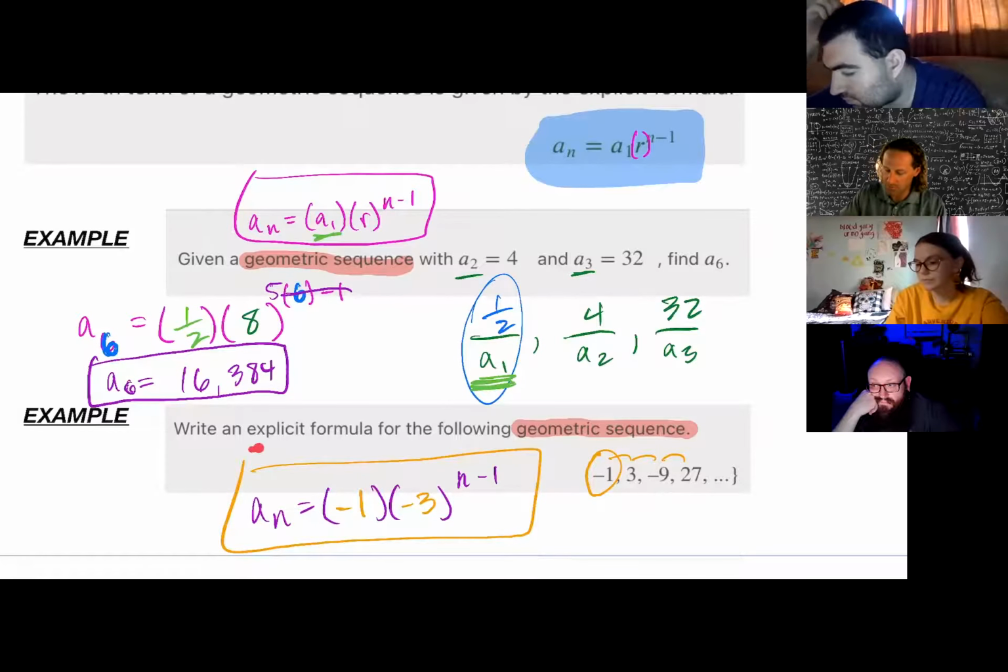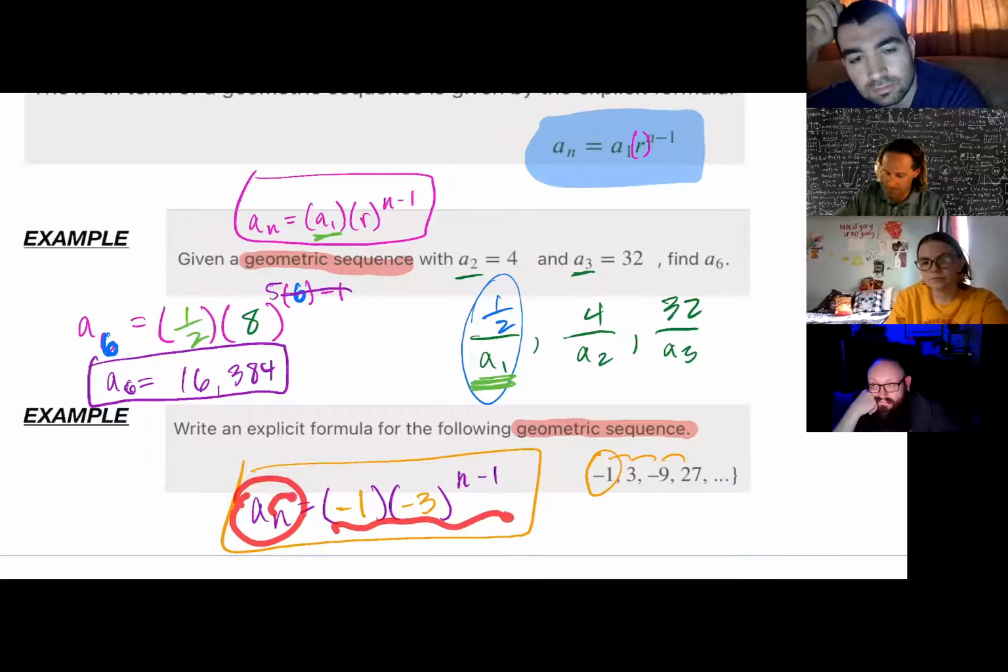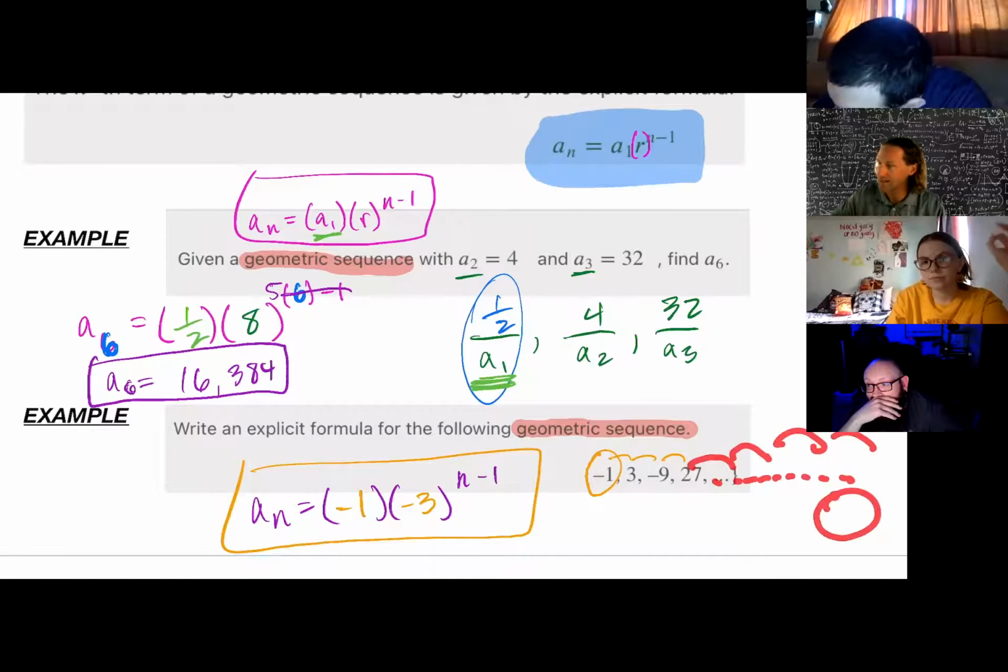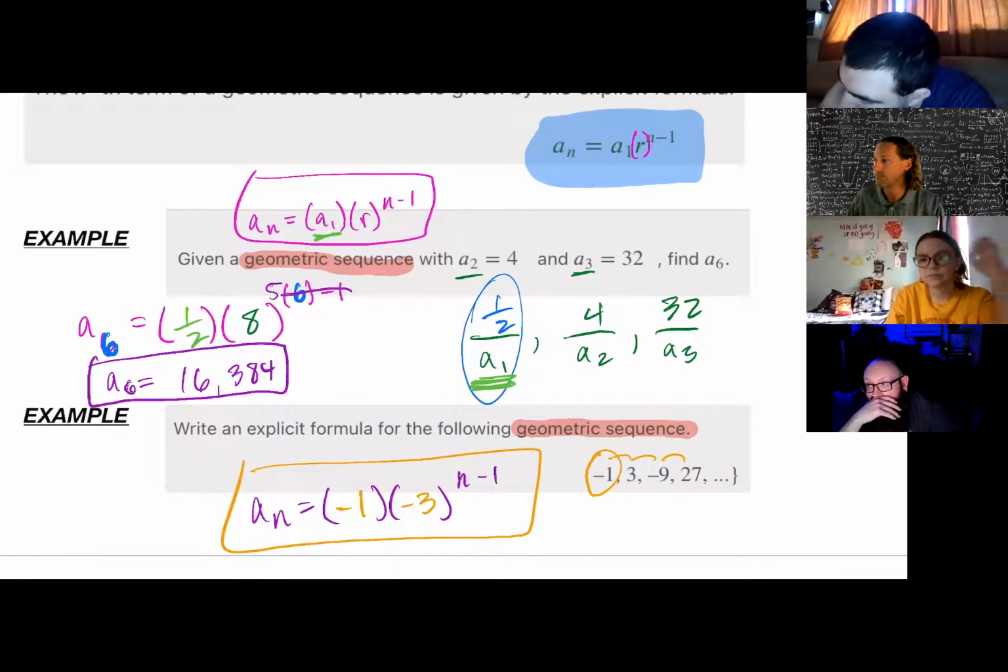Remember, the power of these formulas, though, is that this right here allows us to find the nth term quickly without having to do, as mentioned previously, manually with a lot of labor, multiplying by -3 until we got to the one they wanted. Okay. That's it for this section.